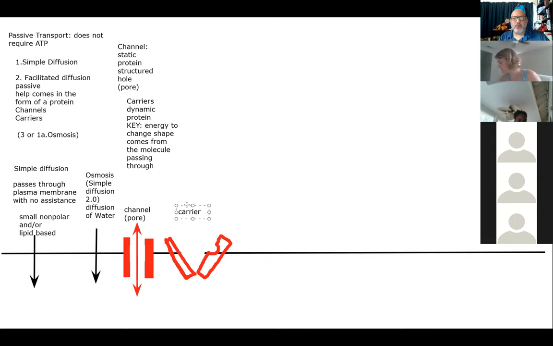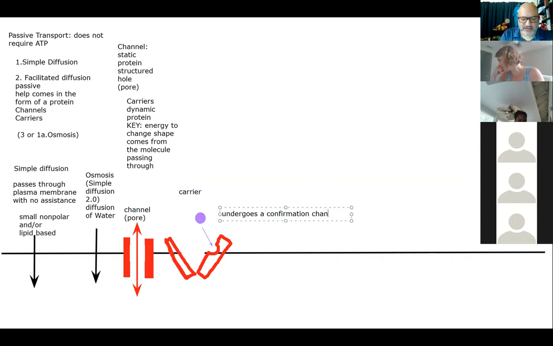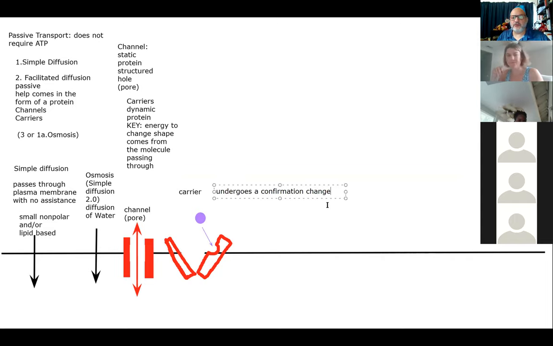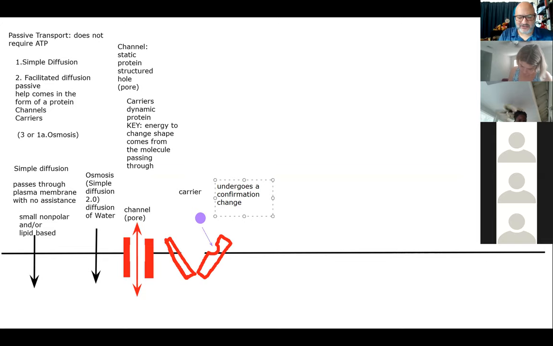With this carrier, what happens is a molecule like a glucose is going to come in, and when it comes in, it binds. Whoa, way too big. It is going to bind to that binding site. And when the glucose binds to the binding site, it undergoes a conformational change. There's a fancy term we've heard before. What does that mean, to undergo a conformational change again? Excellent. It means it changes its shape. When the glucose binds to it, it changes its shape.